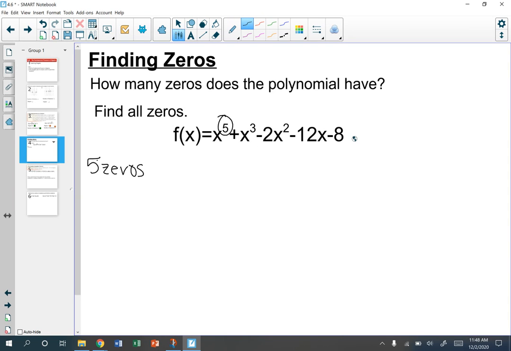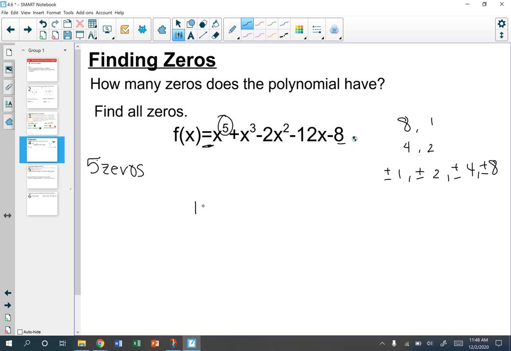So our first step here, we need to use the rational root theorem. So we're looking at factors of 8, which are 8 and 1, and 4 and 2, and then factors of our leading coefficient, which are just 1. So our possible roots are plus or minus 1, plus or minus 2, plus or minus 4, and plus or minus 8. From there, I'm going to go ahead and use synthetic division.